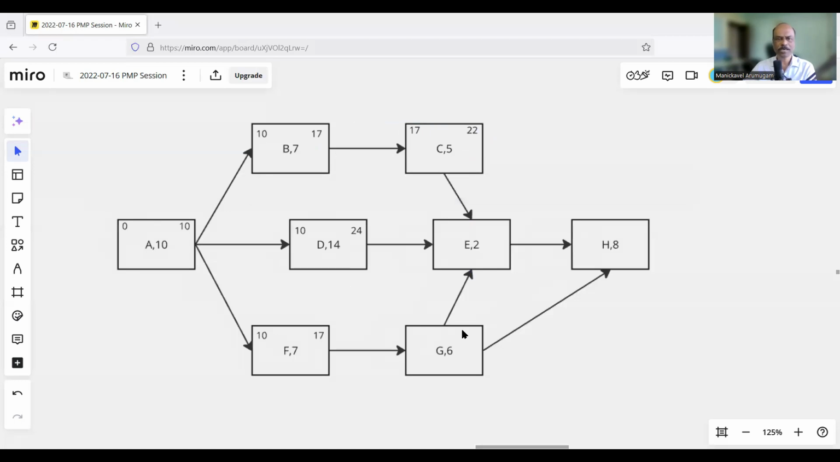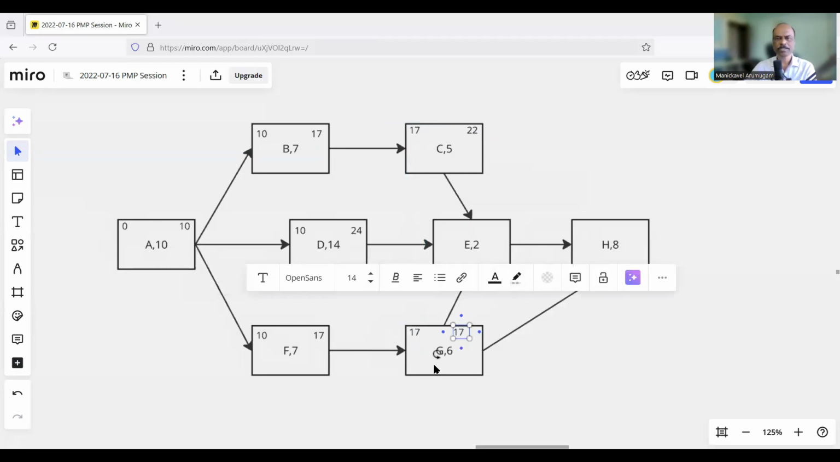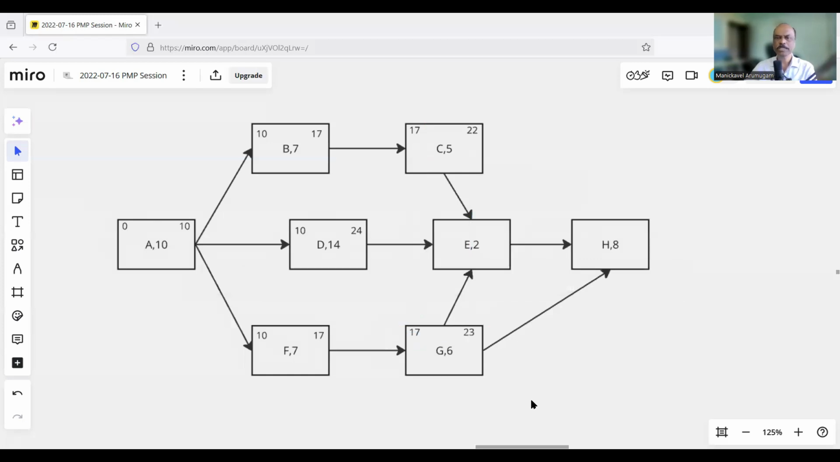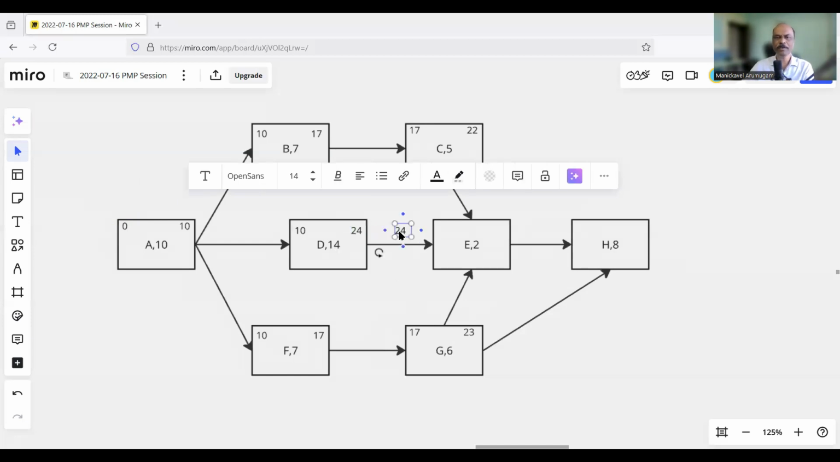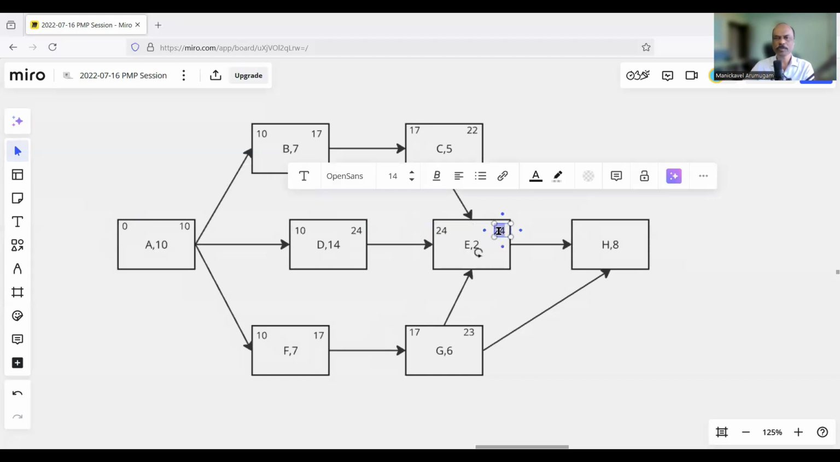Then coming to F, G is the successor. Since F is finishing on 17, G must start on 17, and 17 plus 6 gives 23 as the early finish for G. Now let's look at E. E has three predecessors, C, D, and G. C finishes on day 22, D finishes on day 24, G finishes on 23. As we discussed during the class, when you have multiple predecessors in the forward pass, you need to take the bigger number. C, D, and G must all be completed because they are all prerequisites for E. Only when all three are completed can I start. So look at the bigger number among 22, 24, 23. It is 24. So D is the activity that determines when E will start. So 24 plus 2, the early finish of activity E is going to be 26.